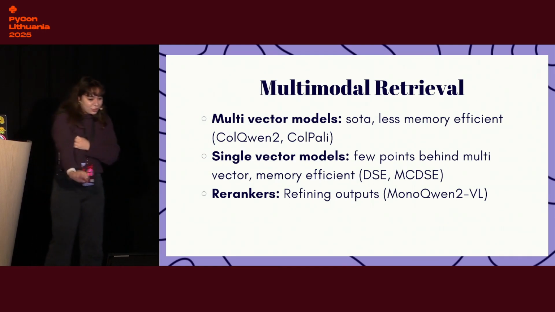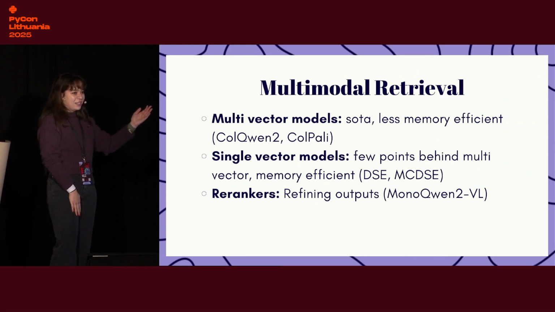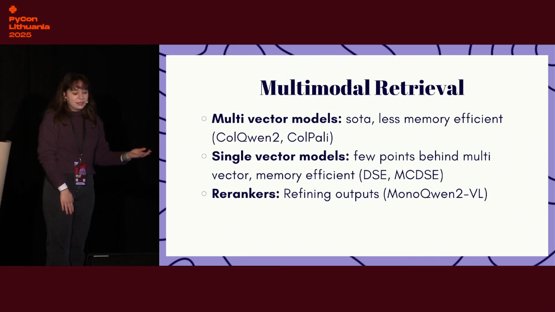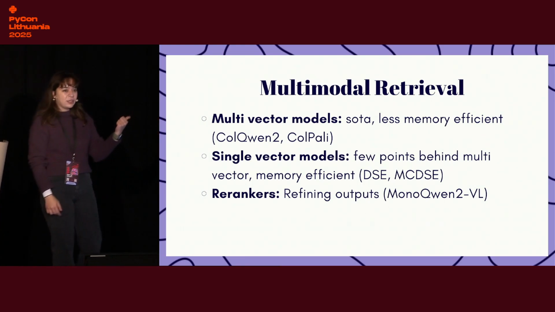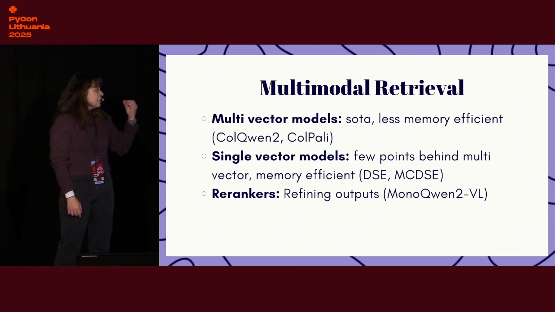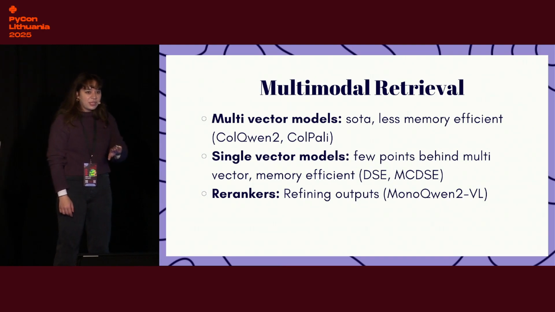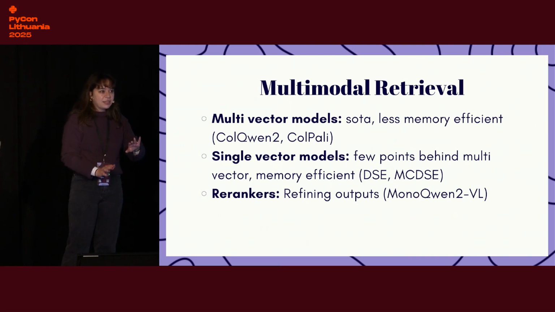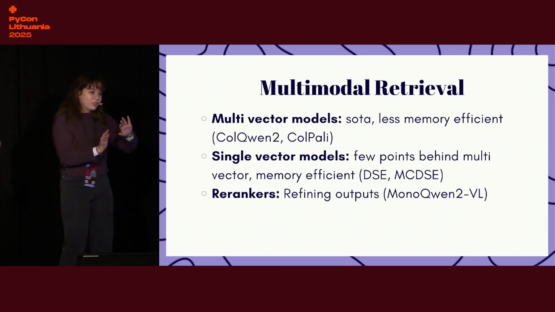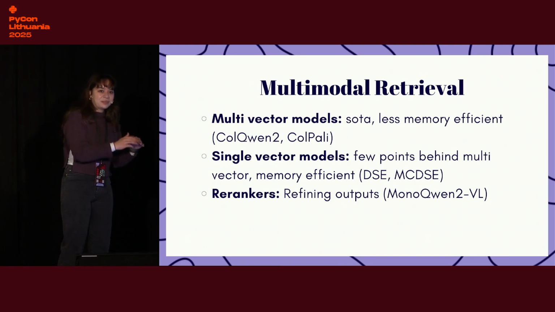And moving on, there are a bunch of models, and I'm going to give my candid opinion. So there are multi-vector models. This is state of the art, but it's not memory efficient. And vector databases, as of now, are implementing them. It's currently being implemented efficiently, but it will take a little time.